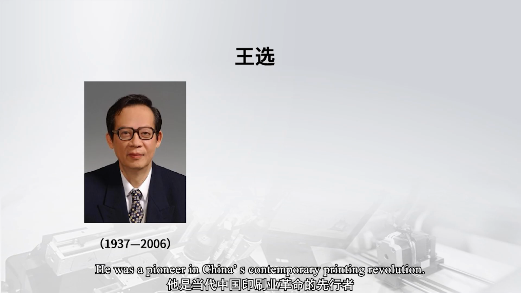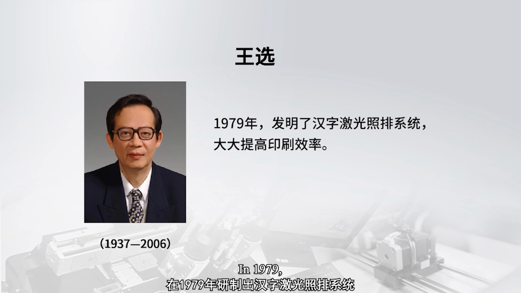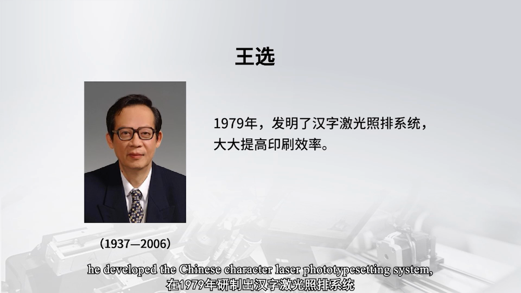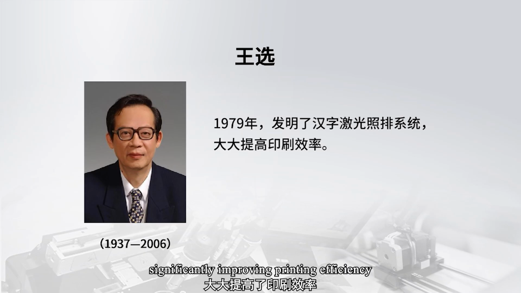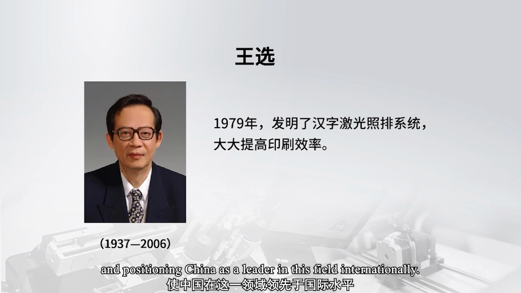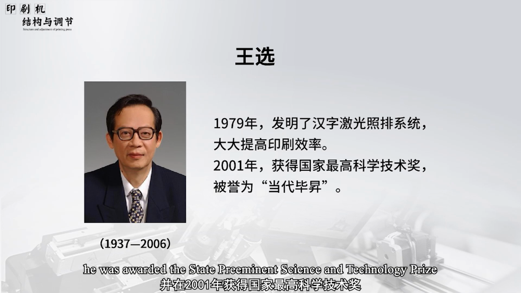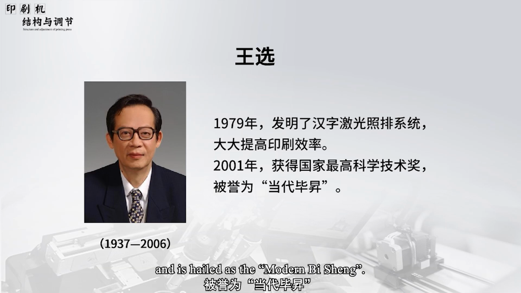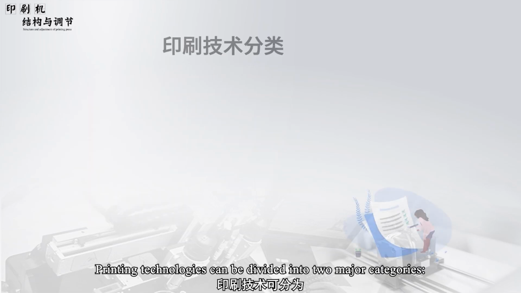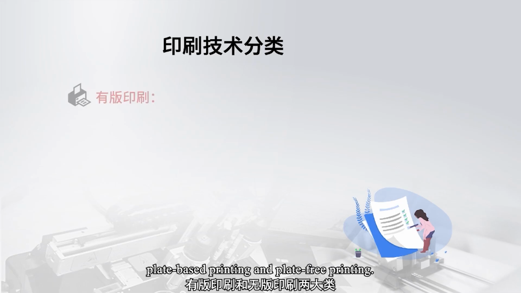He was a pioneer in China's contemporary printing revolution. In 1979, he developed the Chinese character laser phototypesetting system, significantly improving printing efficiency and positioning China as a leader in this field internationally. In 2001, he was awarded the State Preeminent Science and Technology Prize and is hailed as the modern Bi Sheng. Printing technologies can be divided into 2 major categories: plate-based printing and plate-free printing.